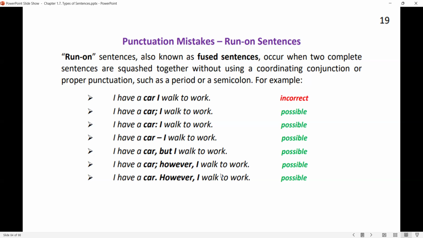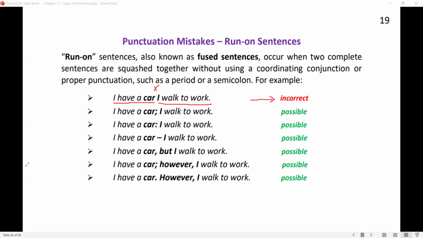So it means that when we have 2 complete sentences, let me just simplify it for you. This is a sentence, this is a sentence. There is no punctuation here. There is no coordinating conjunction here. There is no conjunctive adverb here. So it is incorrect. It's not correct.